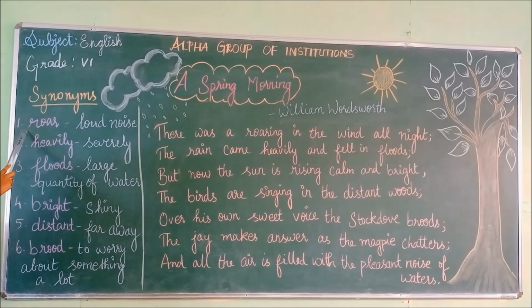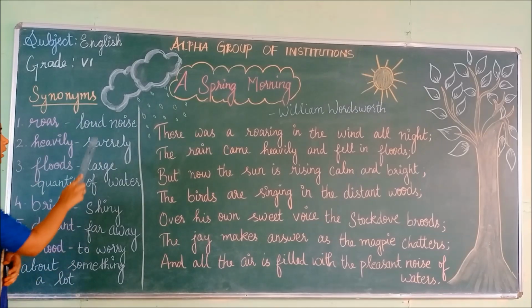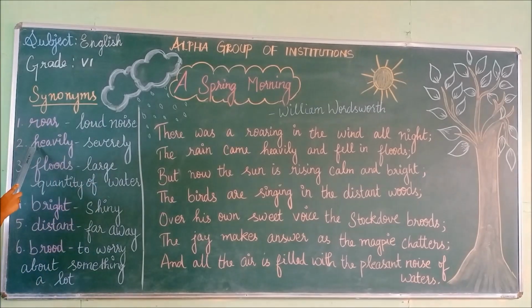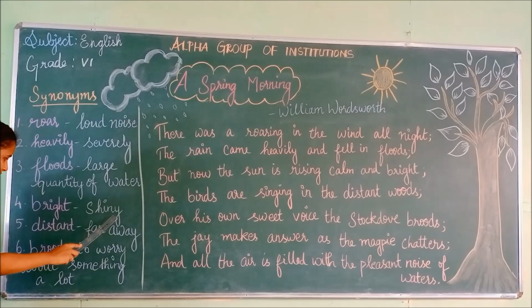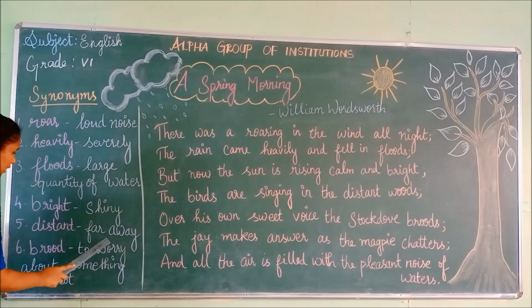Okay? The first word, roar. What is the meaning of roar? Loud noise. Yes, very good. The second word, heavily. What is the meaning? Severely. Floods. What is the meaning of floods? Large quantity of water. The fourth word, bright. What do you mean by bright? Shiny. Yes, good. Distant. What do you mean by distant? Far away. Yes, good. The last word, brood. What do you mean by brood? To worry about something a lot. So can you repeat it? To worry about something a lot.